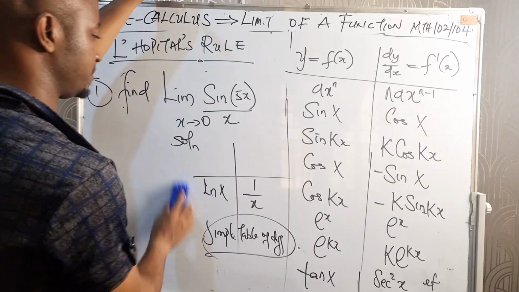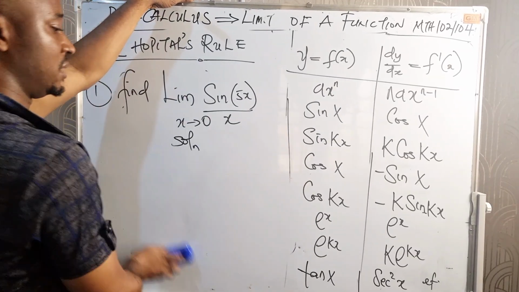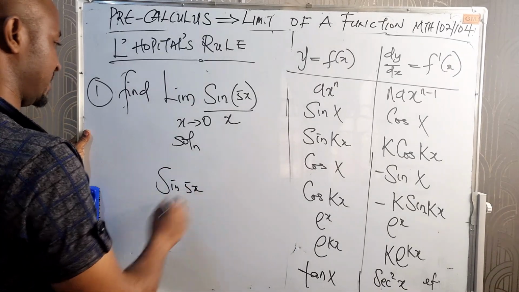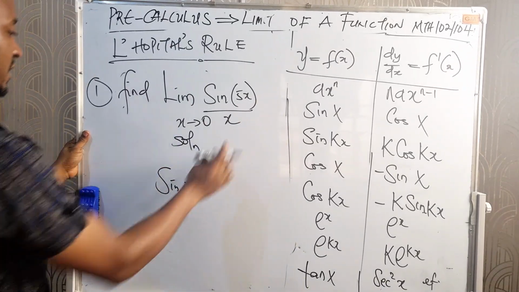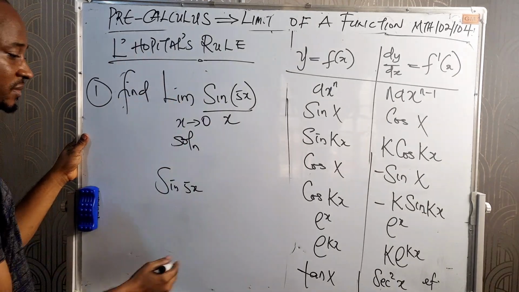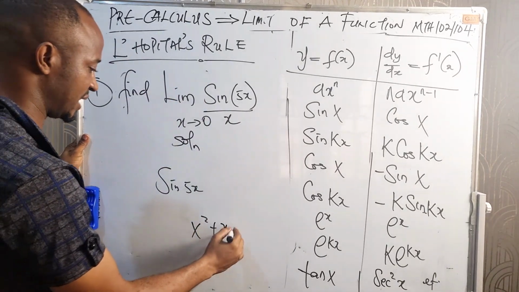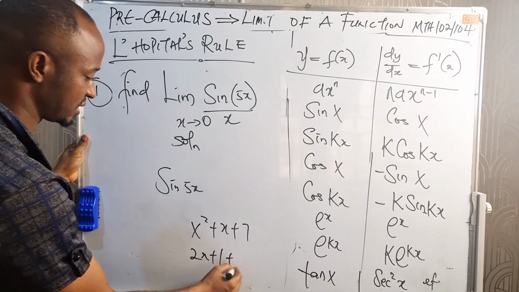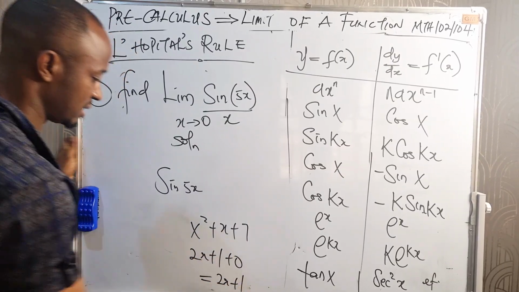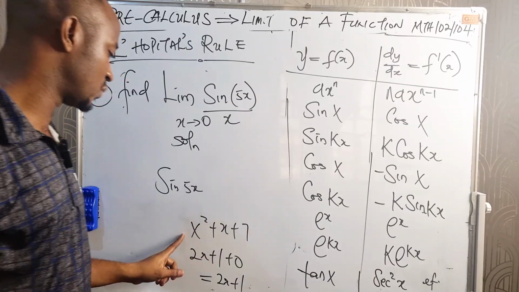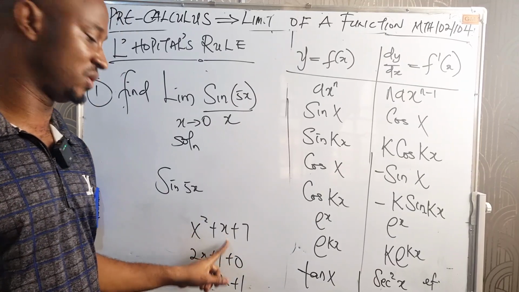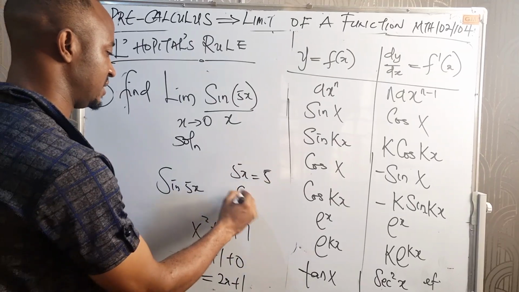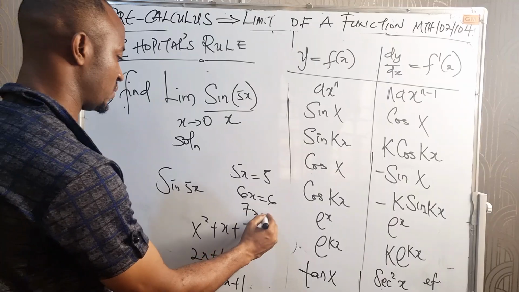Let me explain one or two. Listen guys. If I have sine 5x, if I have to differentiate x, the answer is 1. Like if I'm to differentiate x squared plus x plus 7, this will give me 2x plus 1 plus 0. The answer is 2x plus 1. Why? Because x squared is 2 times 1, which is 2x. If you differentiate x, the answer is 1. Just like we differentiated 5x, we have 5. 6x, we have 6. 7x, we have 7.